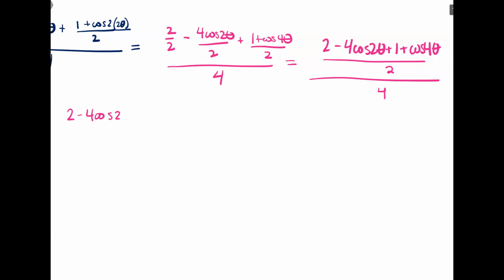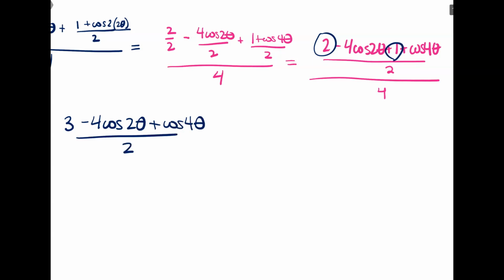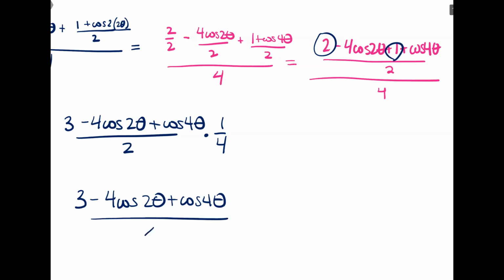I'm going to write out what I verbally just said. So wait, 2 plus 1 is going to be 3. Where do you get 2 plus 1? Oh, sorry. It's fine. I'm just going to combine these. That's a nice little easy combination. 3 minus 4 cosine 2 theta plus cosine 4 theta all over 2. And instead of dividing by 4 like I am right there, I can multiply by the reciprocal, which is 1/4. So that means it just turns into all over 8.